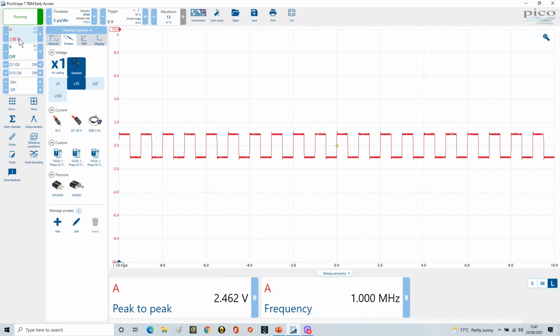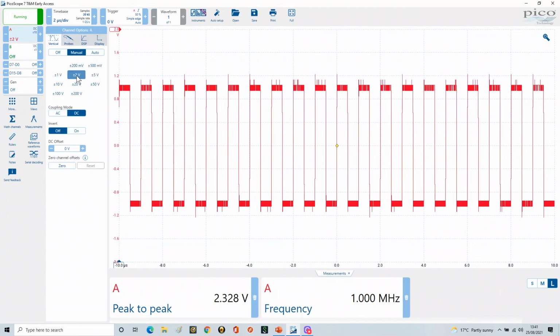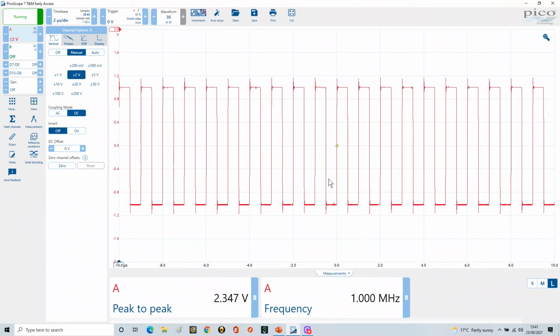Let's go back into here, probe times 10, and change this back to 2. There we go. Now you see that because we've increased the bandwidth of the scope, this, which was tending towards a sinusoid when you had it in times 1, is actually back to a square wave, which is great, and at 1 megahertz.